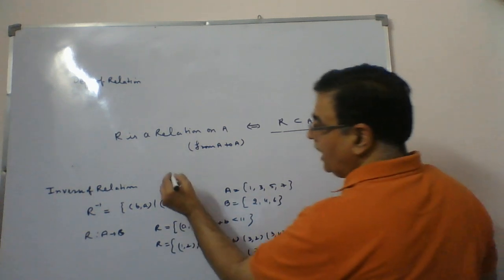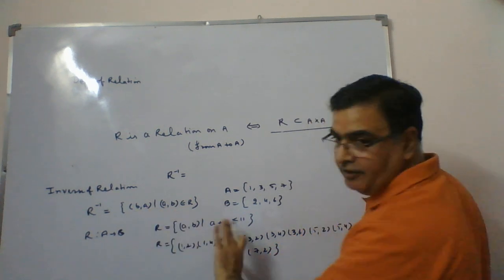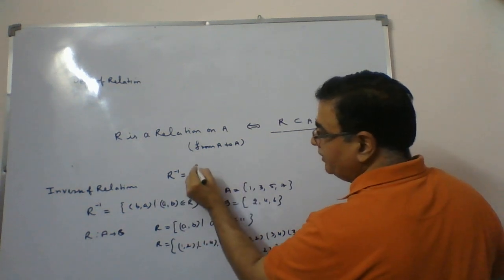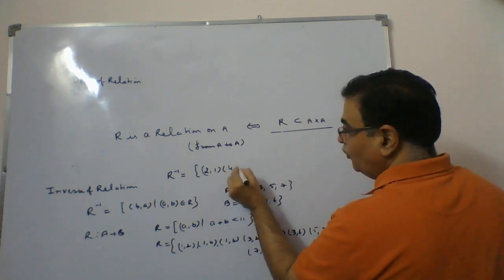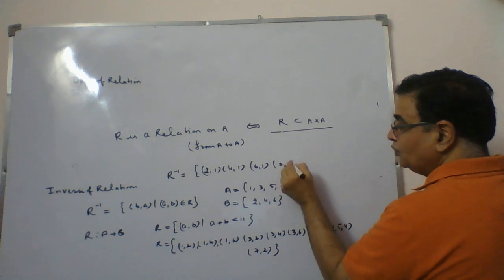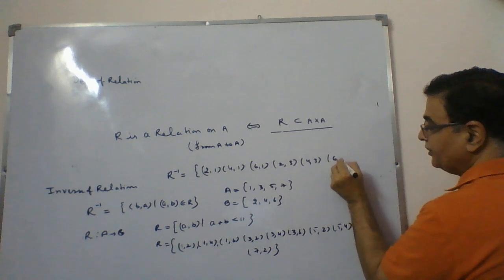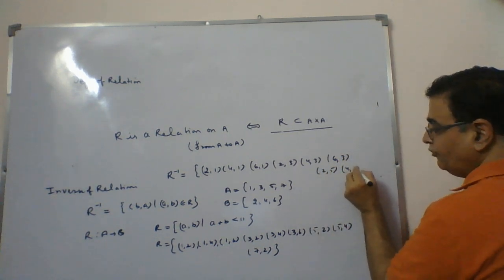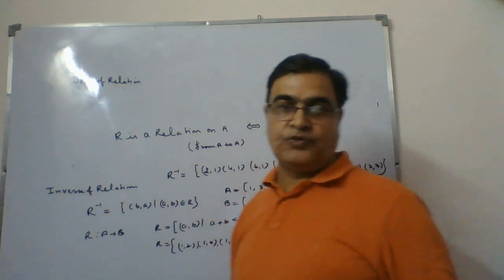Now when we think about R inverse, I told you it is (B, A) where (A, B) belongs to R. Inverse, when you take it, will be simply the reverse. That means it will be 2, 1. 4, 1. 6, 1. 2, 3. 4, 3. 6, 3. 2, 5. 4, 5. 2, 7. So this way you will have the inverse of the relation.